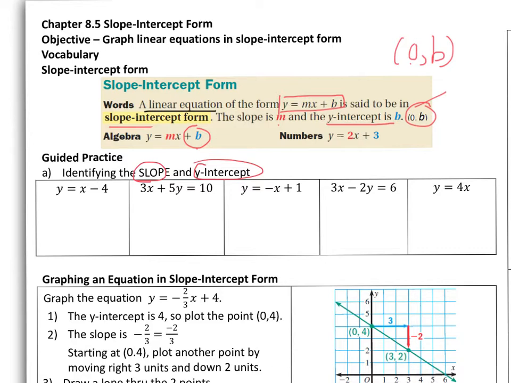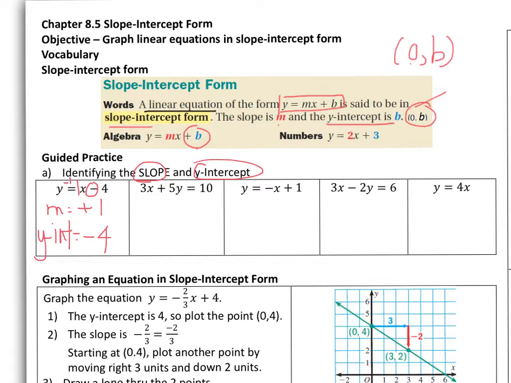So if I give you an equation of the line or linear equation such as this one, y equals x minus 4, the slope here will be positive 1 because the coefficient of x is positive 1. And the y-intercept, just write y dash int for short, is negative 4. You need to consider this sign, okay?